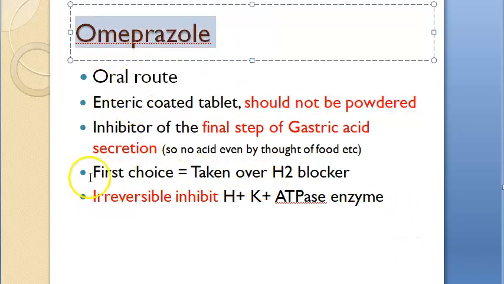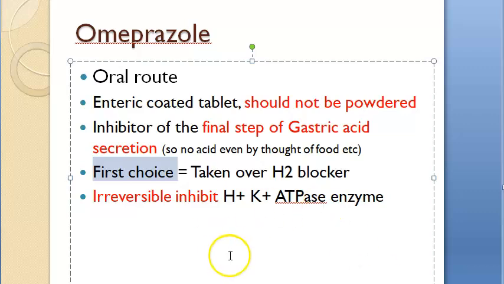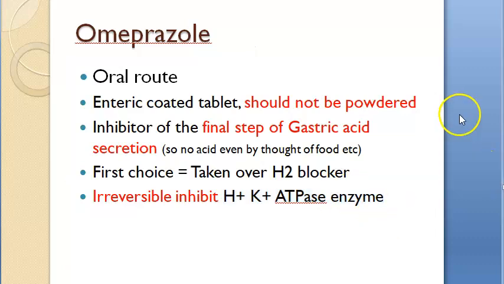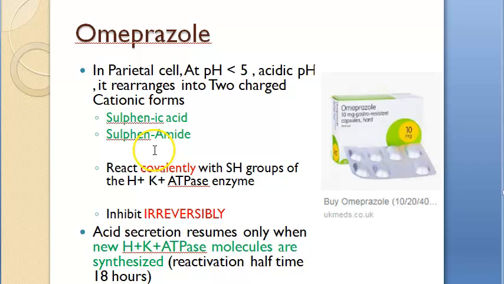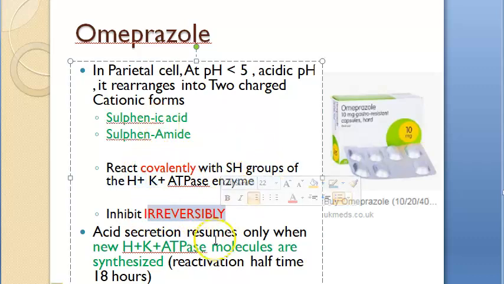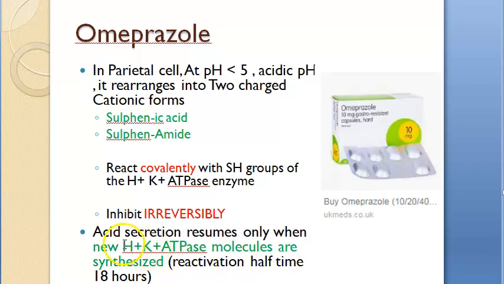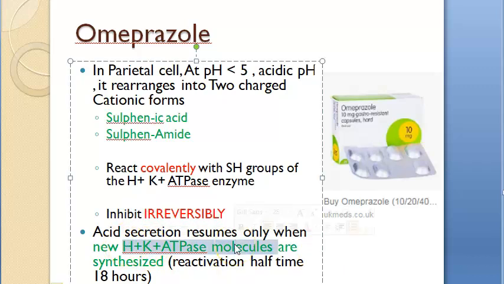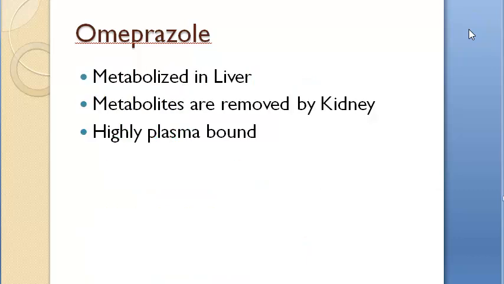Okay, so it is the first choice for peptic ulcer, guys. What will it stop? It will stop the final step of gastric acid secretion. It is irreversibly inhibiting the H plus K plus ATPase enzyme. Very good. This much you will write. Then what will you write about this? It is covalently binding with this enzyme, so it is irreversibly binding. So this enzyme has to be newly synthesized. Okay, something like that you remember.